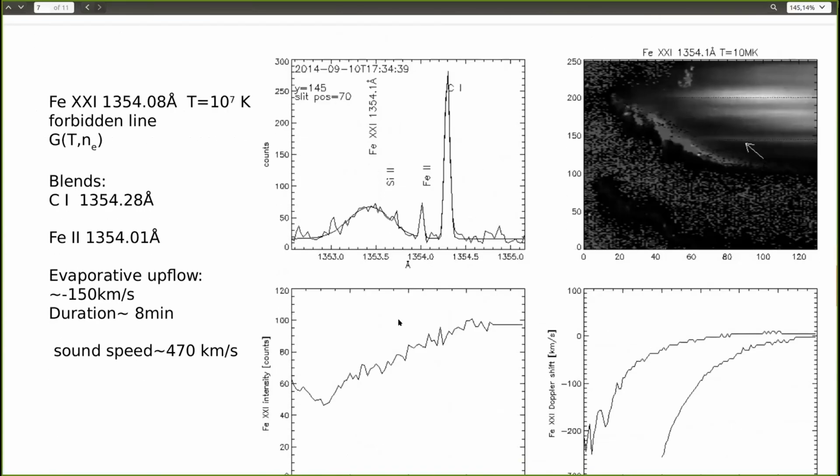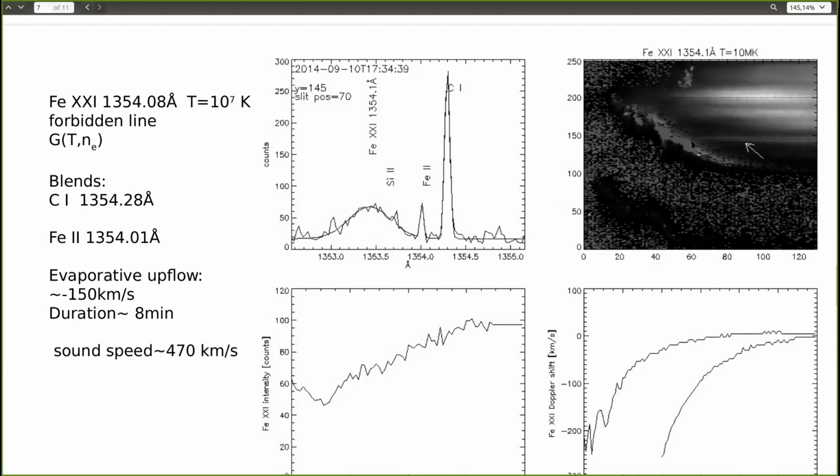Now the other spectral line, this is the iron 21 that is observed during flares. It's formed at a very high temperature of 10 million Kelvin. You have here an individual profile of the iron 21 that is very blue shifted, because the rest position of the line is here in this position, but it is blue shifted. It is very broad because it is a very hot line, and you also have to take care about the chromospheric lines that are blended in.